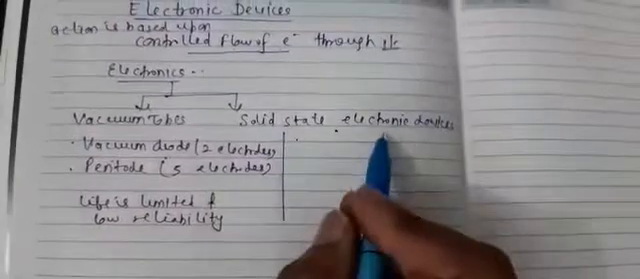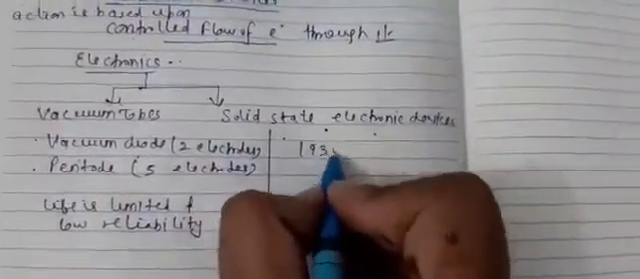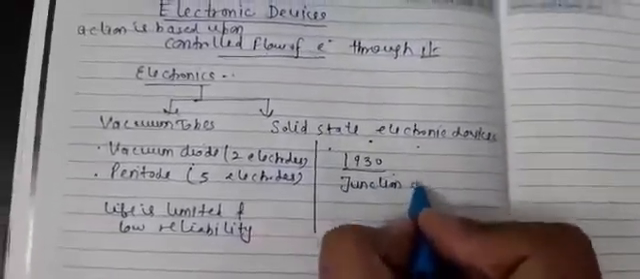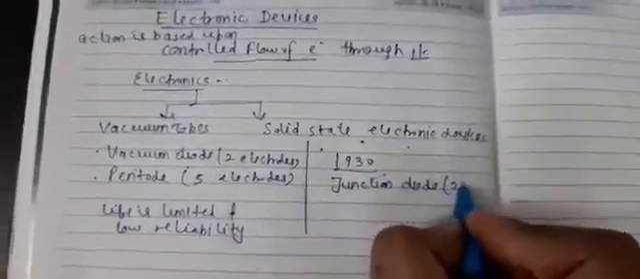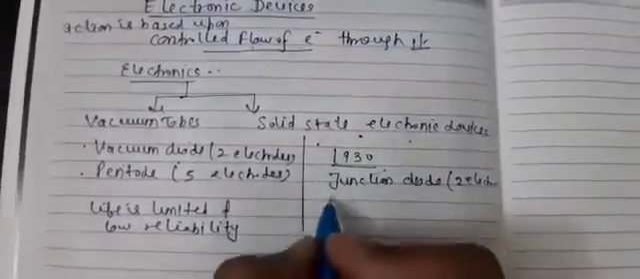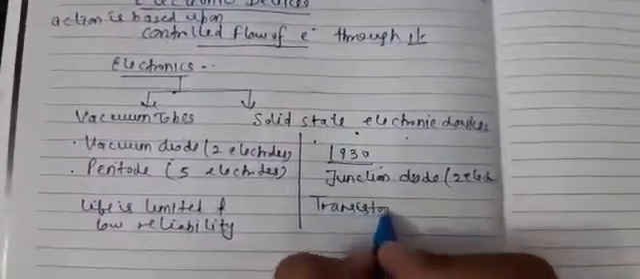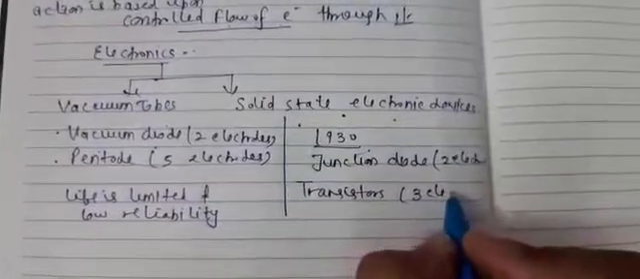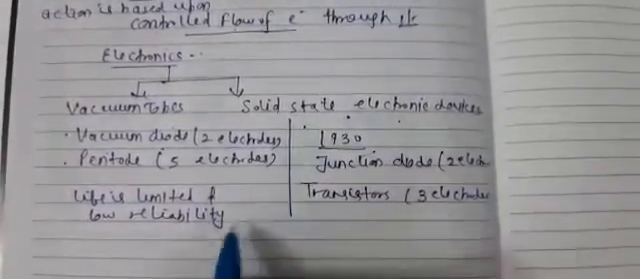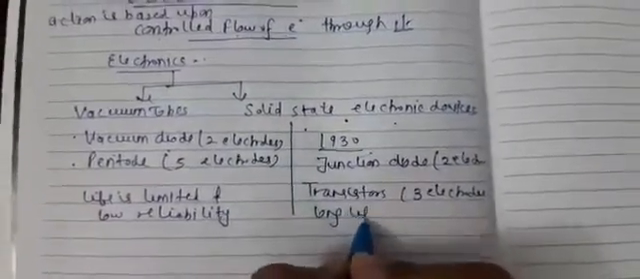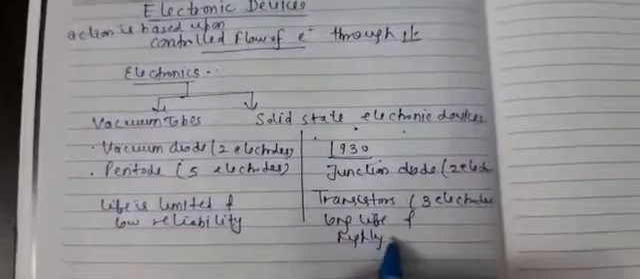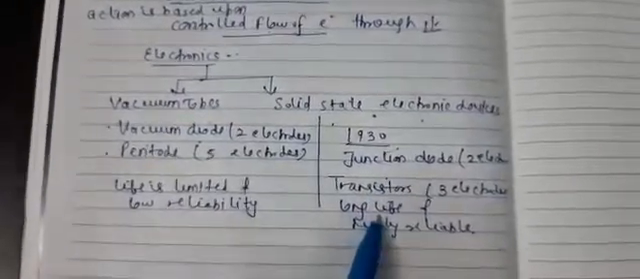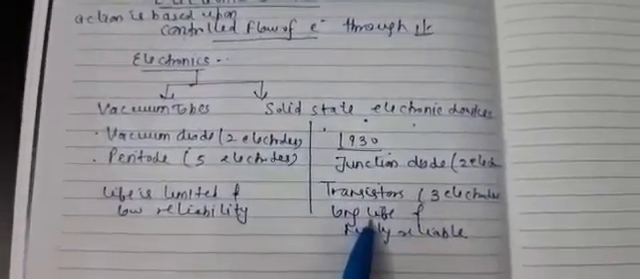Whereas solid state electronic devices, in 1930 these devices were realized. I am categorizing them as the junction diode. Junction diode यानी 2 electrodes. Another can be transistors, although we will not study transistors here, I will just introduce them to you. A transistor has 3 electrodes, 3 terminals, and compared to vacuum tubes it has long life and is highly reliable. So nowadays these are the basic components on the basis of which different diodes and electronic devices are developed.